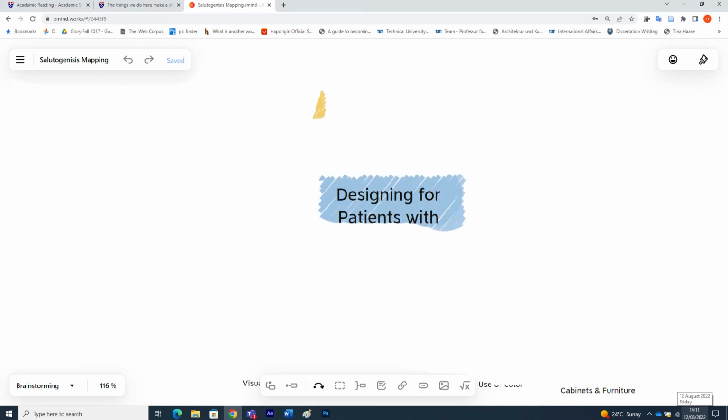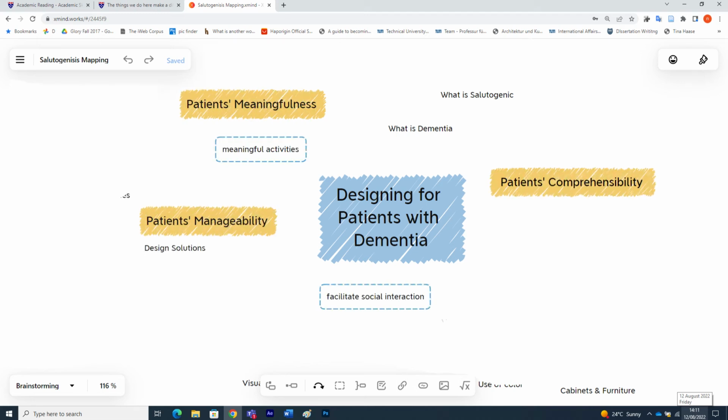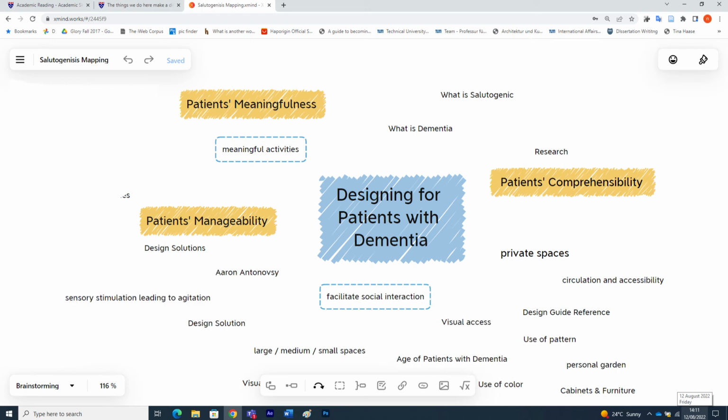Joe's essay is a reflection on his own design work in relation to theories he learned throughout the term. He is designing a facility for patients with dementia. So he wrote the topic in the center, then added some questions he has to answer in his essay, then some main ideas he remembered from a book he read about salutogenesis, then design solutions, and so on and so forth.